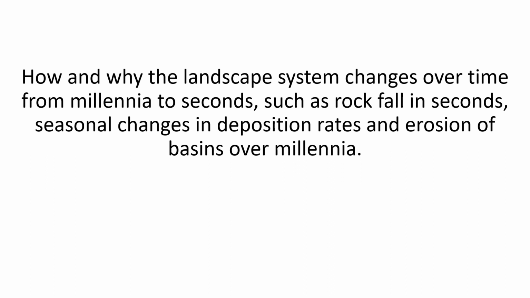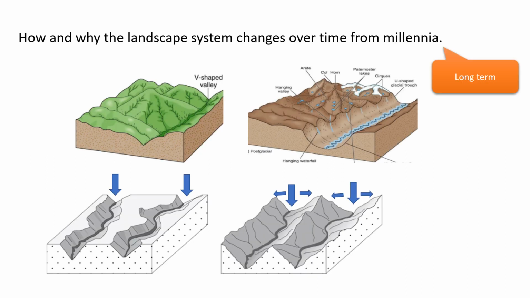So how and why do landscape systems change? Well, it's a long process. Before the Nant Ffrancon Valley, there would have been a V-shaped valley that was probably drained by a river that ran through the centre of it. And that then was taken over during that ice age. And glaciers, just like rivers, want to find the easiest route to the sea.